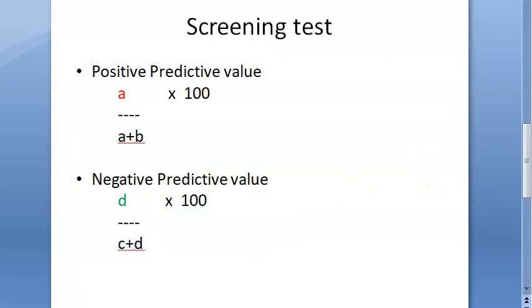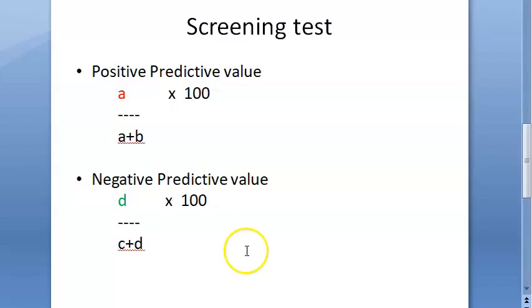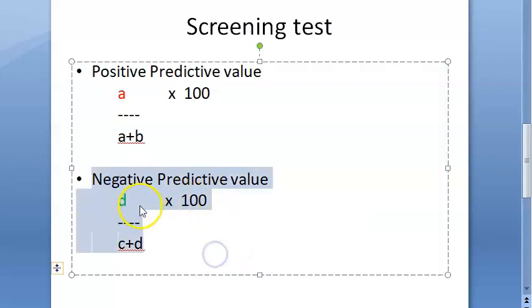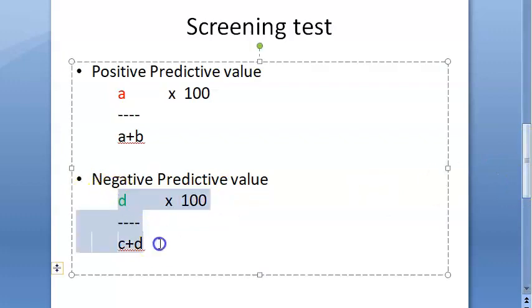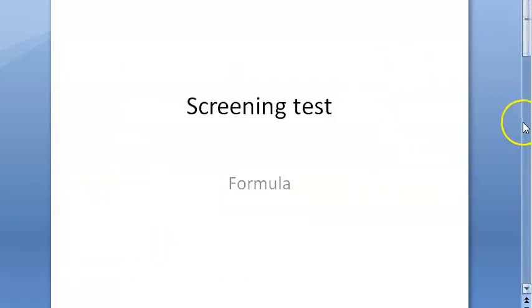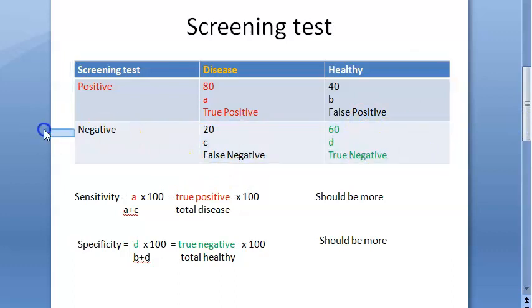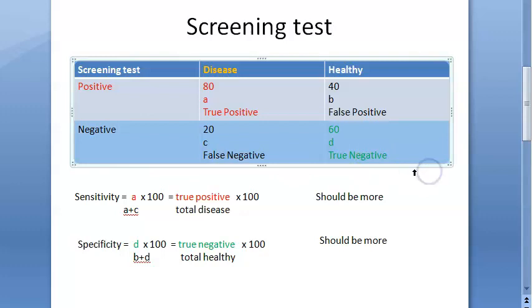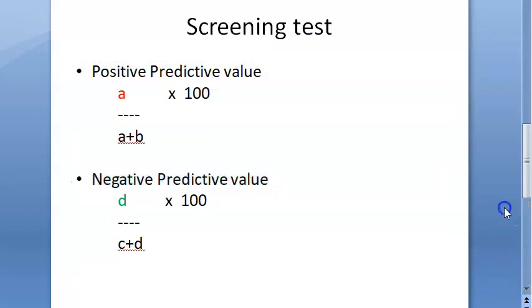Did you understand positive predictivity and negative predictivity? Positive predictivity is true positive divided by total positives into 100, always into 100 only in this video. And negative predictive value is true negative divided by total negatives into 100. If you are not sure, look at this: D divided by C plus D. So true negatives divided by total negatives will give you negative predictive value, NPV.